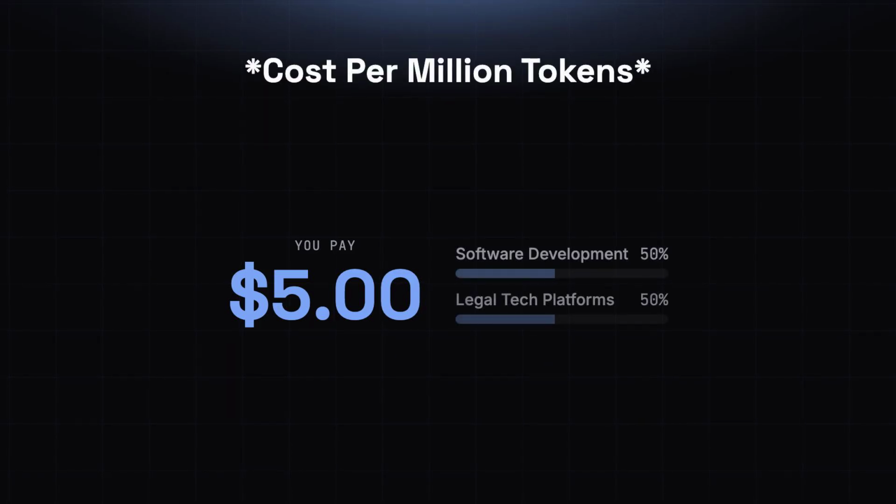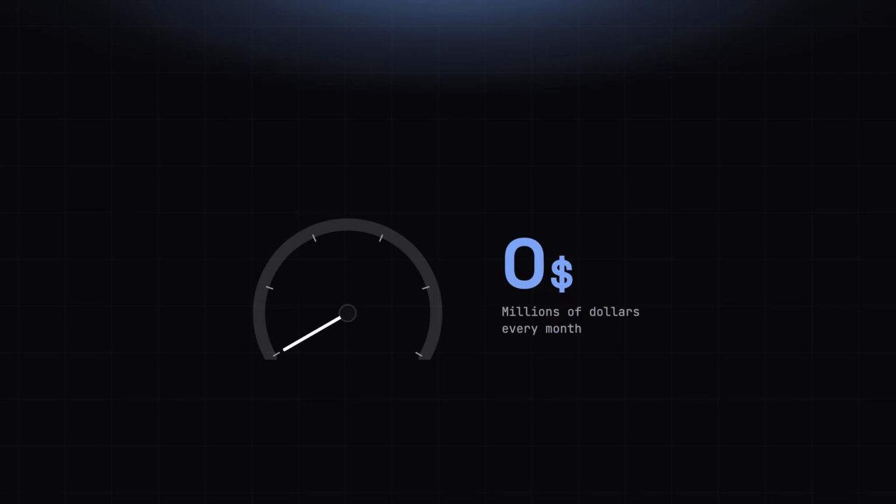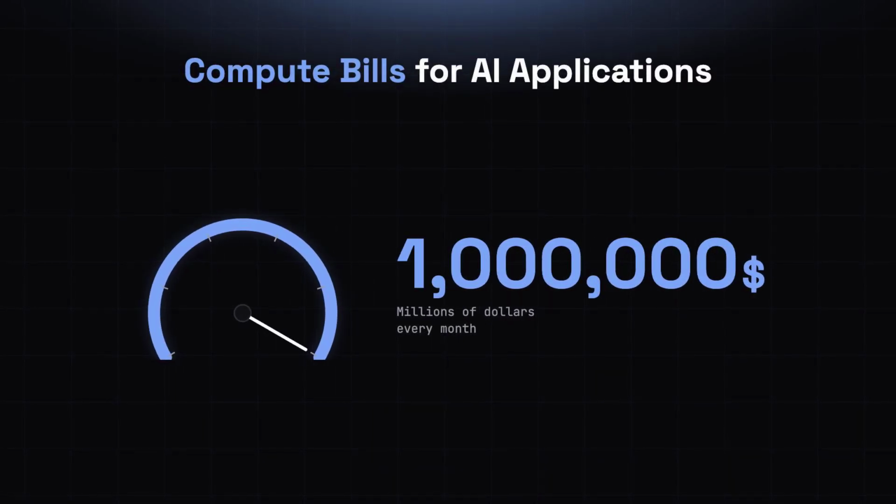For companies like large software development firms or legal tech platforms, routinely analyzing vast codebases or hundreds of pages of legal discovery, a $5 charge per million tokens quickly adds up. Processing just 100 such documents could cost $500, and for operations scaling to thousands or tens of thousands of documents daily, compute bills can soar into the tens of thousands or even millions of dollars every month. This makes many ambitious AI applications simply too expensive to run at scale, acting as a hard ceiling on innovation.